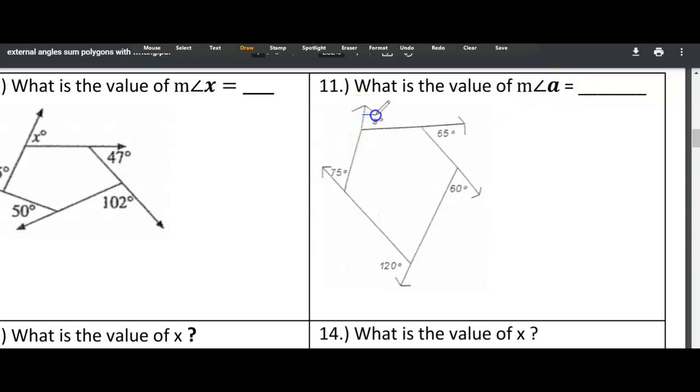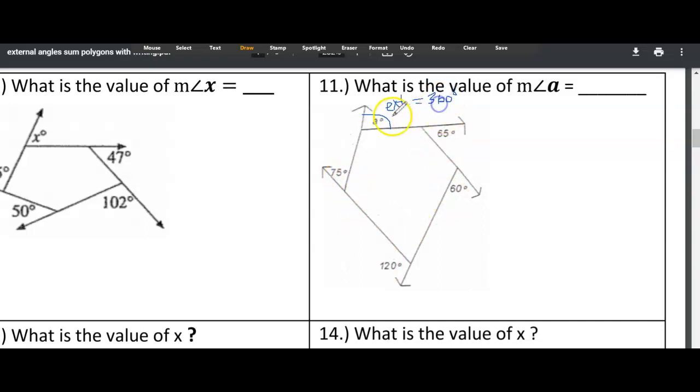So the measure of angle A is right here, and it's an exterior. See how it's on the outside? So that's an exterior angle. I'm just going to put EXT. So exterior angles must always add up to 360 degrees. So add up all of these: A plus 65 plus 60 plus 120 plus 75, and they should equal 360.